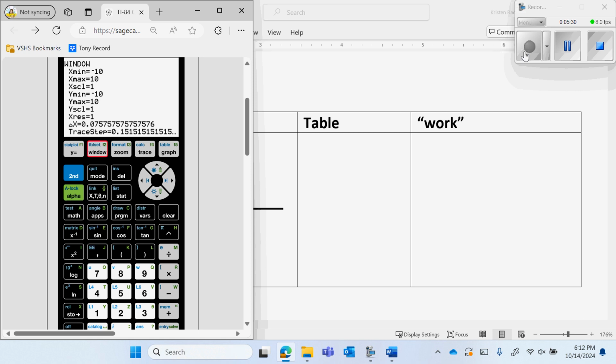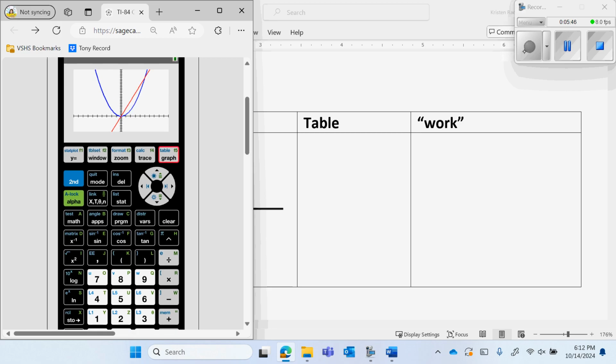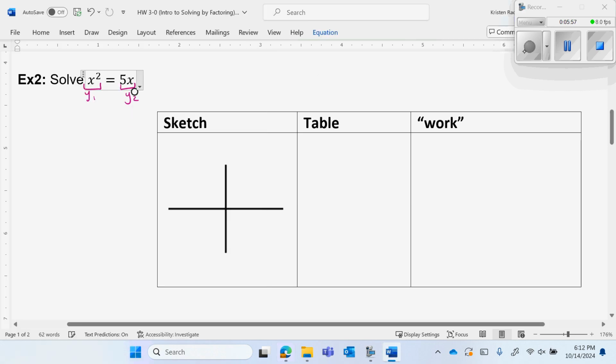We go to our window, and if you want to see higher, those are your Y values, specifically your Y maximum. So choose your Y max, how high you want to see. Maybe I want to see up to 30. And then we're going to graph it. If you zoom out, it'll just not be as pretty of a view as doing it by hand. But if you do that, you can see now that we have 2 points of intersection, meaning you are going to have 2 solutions.